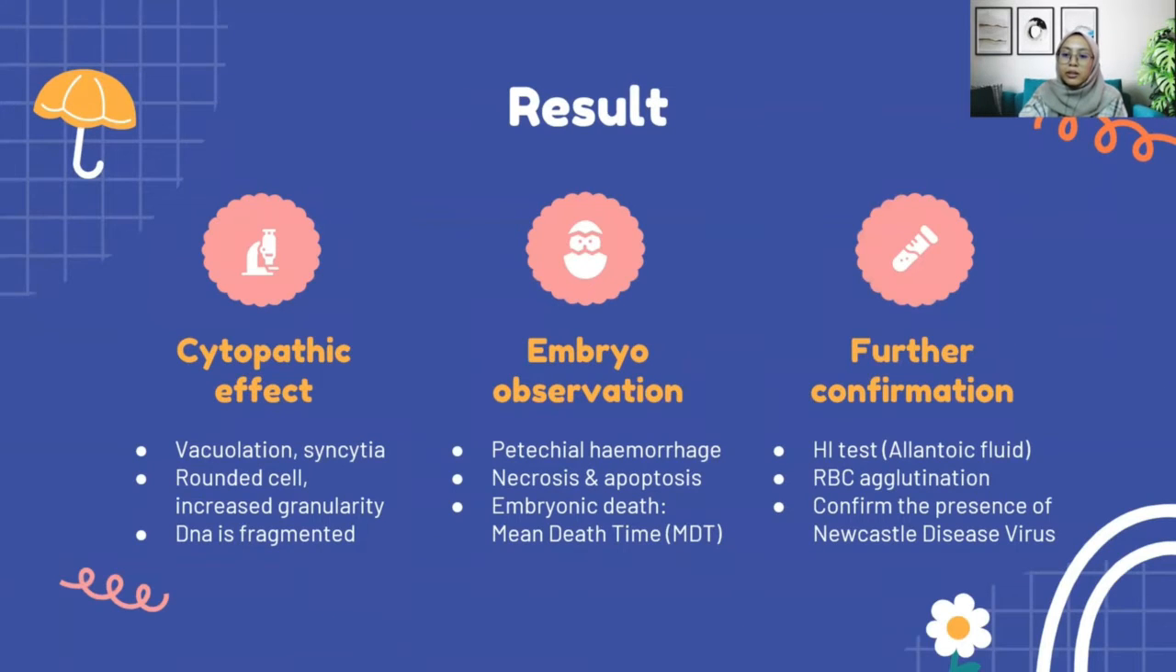After inoculation of virus in embryonic egg, indication of virus growth can be confirmed by observing cytopathic effects such as vacuolation, syncytial formation, and so on. Next, the embryonic egg can be directly observed. There will be evidence of apoptosis and necrosis of embryo and many more. For further confirmation, allantoic fluid can be used for HI test. For NDV, it will agglutinate the RBC.